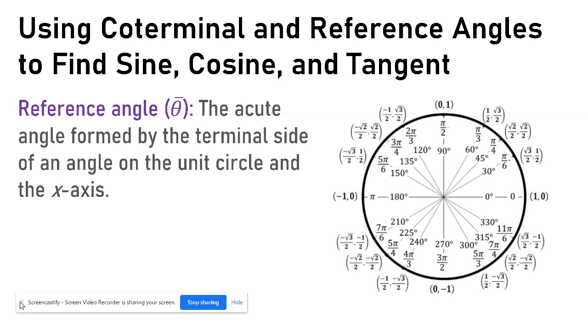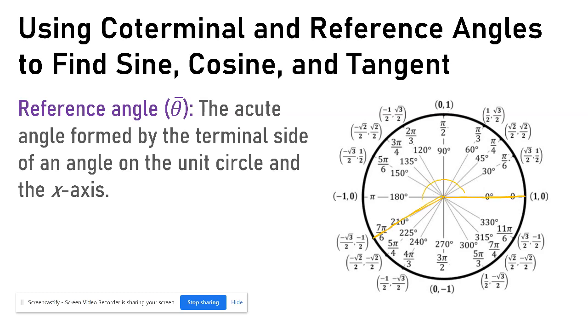Reference angles are related. The definition of a reference angle is the acute angle formed by the terminal side of an angle in the unit circle and the x-axis. That's a bit of a mouthful and kind of confusing, but here's what it looks like. So I'm going to draw an angle here. This is going to be a 210 degree angle on our unit circle.